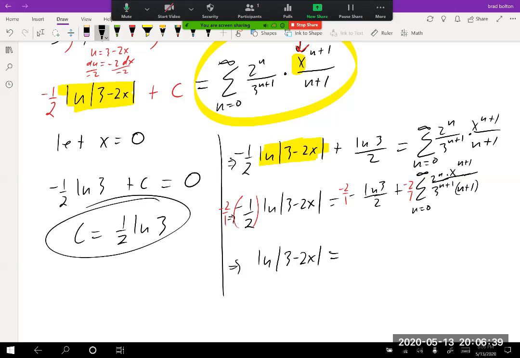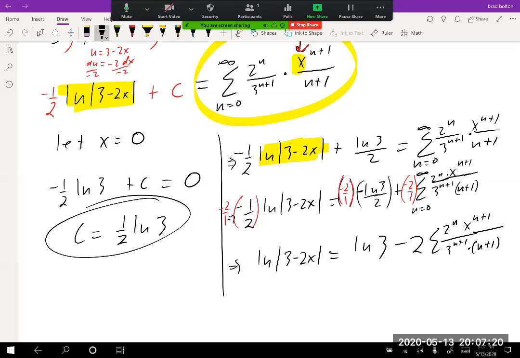Let's see what happens. It's kind of wrong how I wrote that. Let me write this a little better. So that will become, I guess, ln of 3 minus 2 times the summation of 2 to the n. And you could put the 2 inside, 2 to the n plus 1 if you wanted, x to the n plus 1 all over 3 to the n plus 1 times n plus 1. Okay, and that would be our answer.